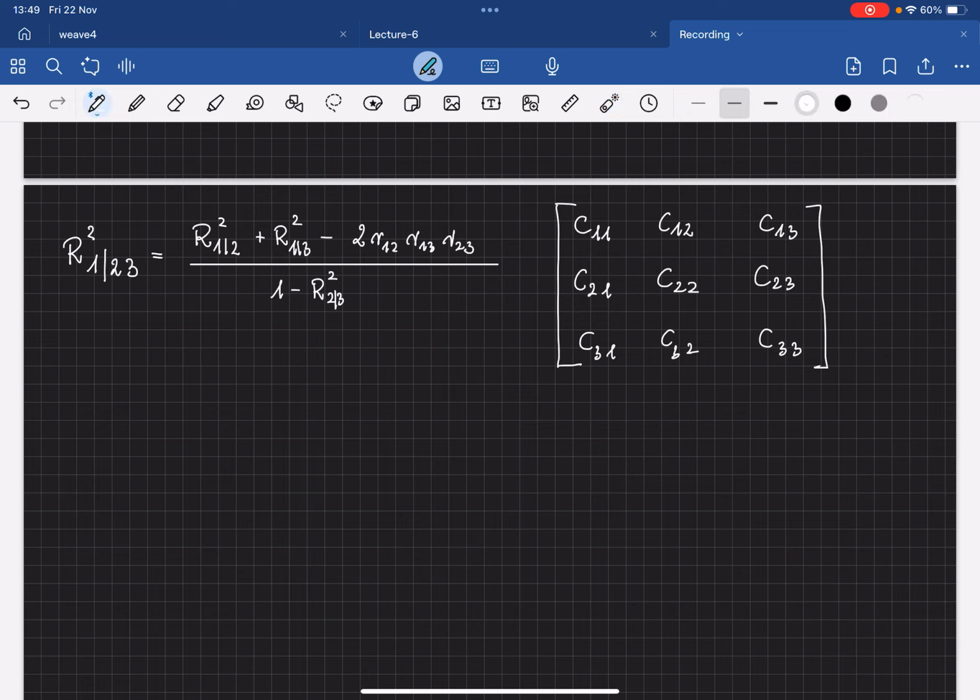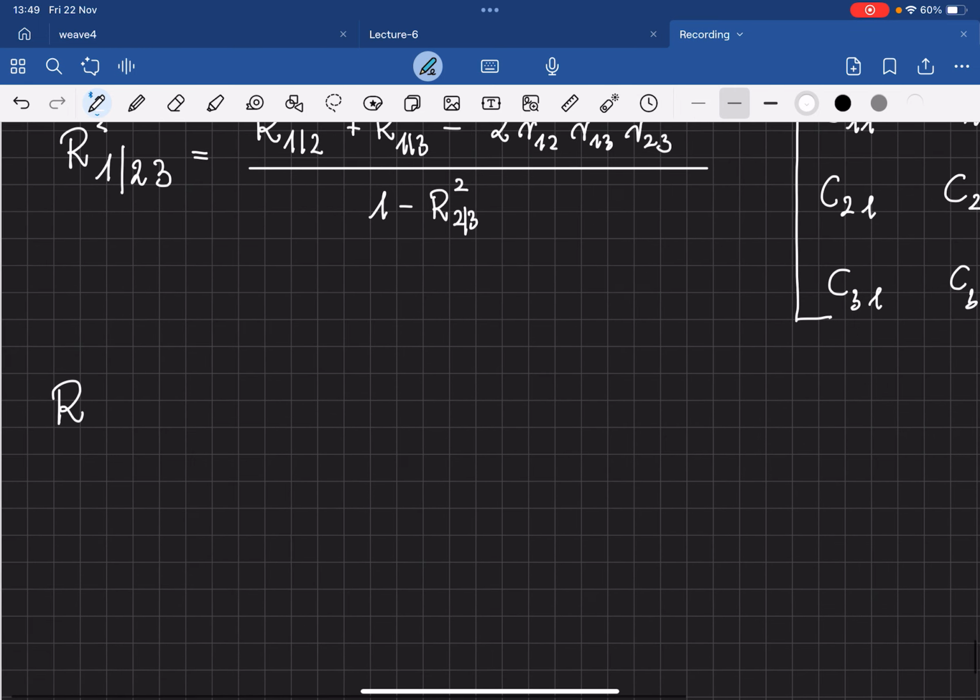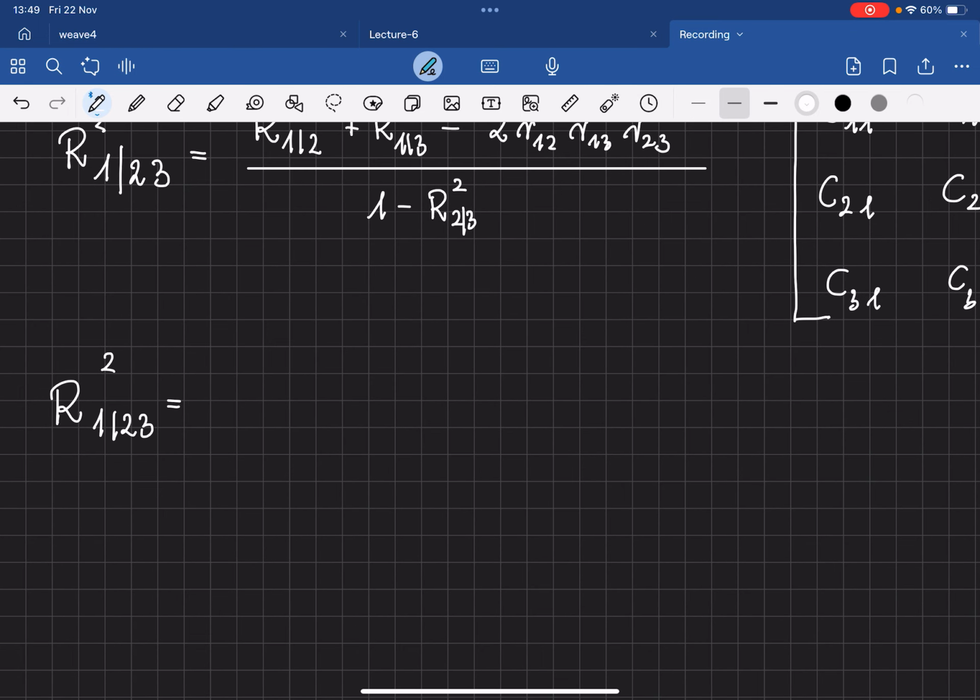So let us look at the definition. R1,2,3 squared would be 1 minus the determinant of C divided by the variance of x1 variable, and C11 upper, which is the algebraic complement of the element C11 indices down there of the full covariance matrix.